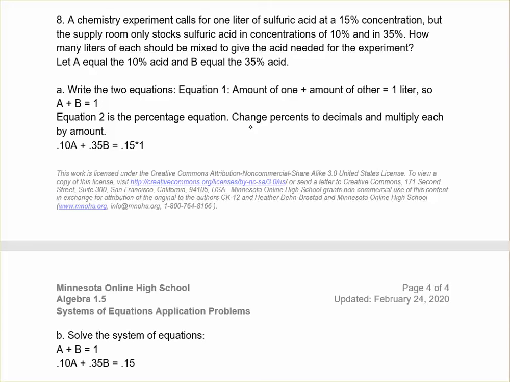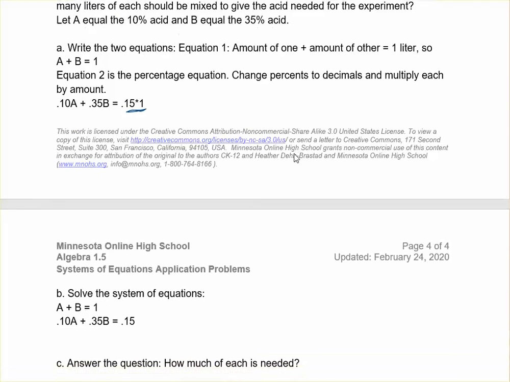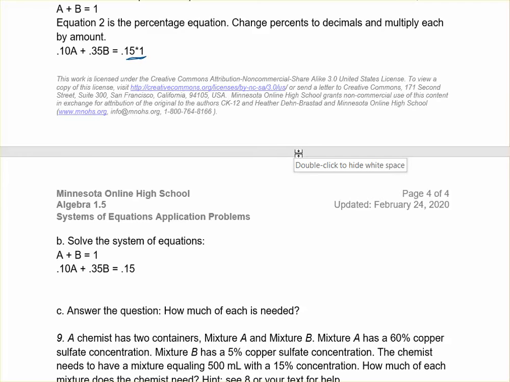The second equation has to do with percentage. When you work with percentages, you always change them to decimals, and then you multiply them by some number or by a variable. So in this case, the 10% would be 0.10 or 0.1 of A, because we're calling the 10% solution A, and then we add to that the 35%, so that's 0.35 times B, and that will equal the amount that we need, which is the 15% concentration of 1 liter. We know that's 1 liter. So our two systems of equations are right here.